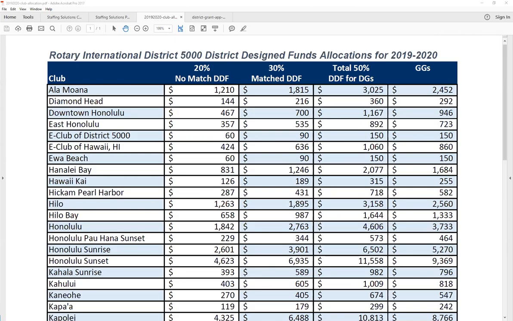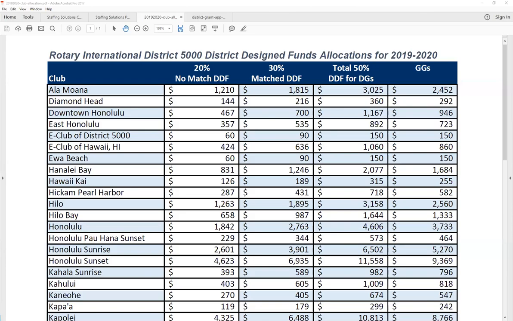Okay, so I'm going to use Ala Moana as the example because the dollars are a little more significant. If it came up in the $3,000 that they have for district designated funds, if something happened and their project just didn't make it, and they didn't tell anybody, and all of a sudden June 30th shows up and they haven't spent their money, we have to send it back to Rotary International. And when we send it back, that rolls into global grants for the next year.